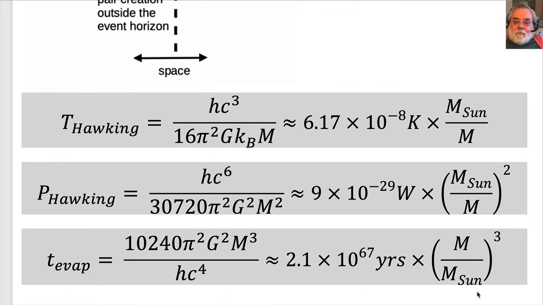However, this formula is valid for very small masses, much less than the mass of the Sun. If the mass of a primordial black hole is much less than the Sun, its temperature will be higher and could be higher than the cosmic microwave background. In that case, the numerator here will be smaller than the denominator, and the evaporation time will be lower than this number, and it could be quite low.